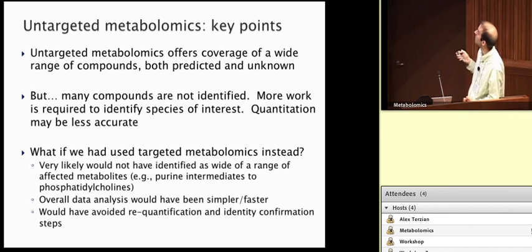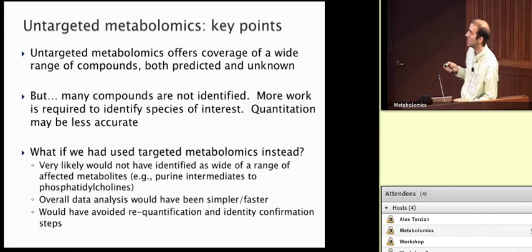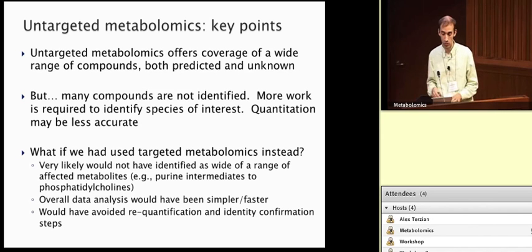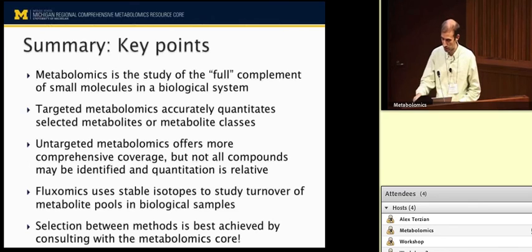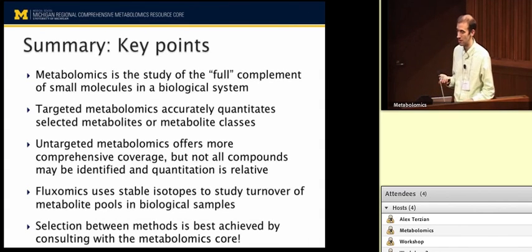What if we'd done the targeted metabolomics first? We probably wouldn't have identified as many metabolites as we did, and quite as wide of a range of classes. We probably wouldn't have picked up on certain pathways that were altered by this disease at all. The overall data analysis would have probably been simpler and faster. We would have gotten there quicker. And we would have avoided the requantification and identity confirmation. But in this case, the ultimate outcome of the work to identify some novel pathways affected by this condition made all that extra work worthwhile. So as I've said before, it's a balancing act between those considerations.